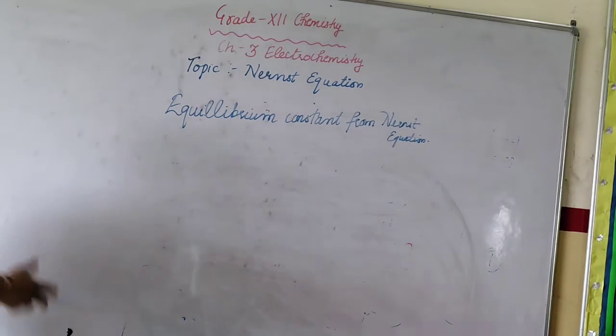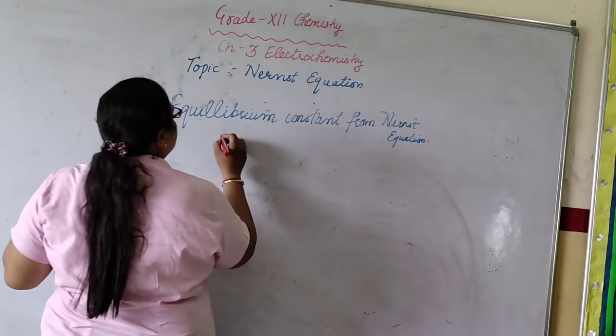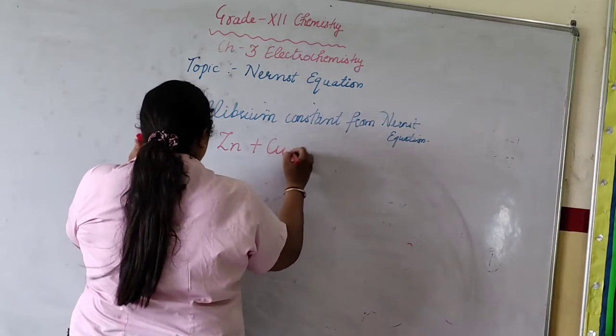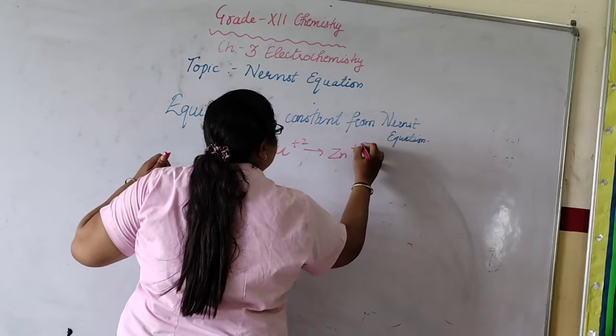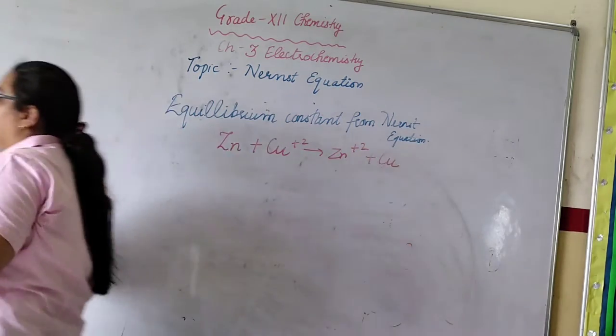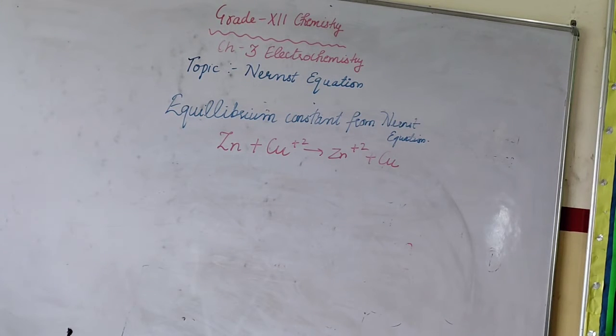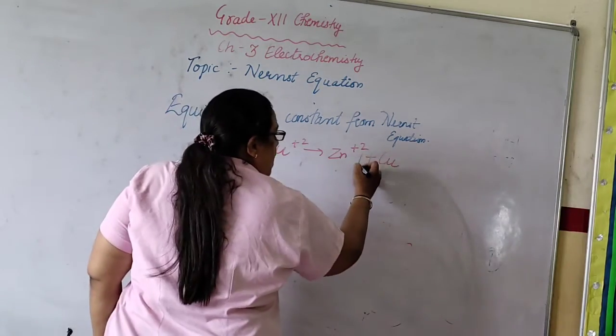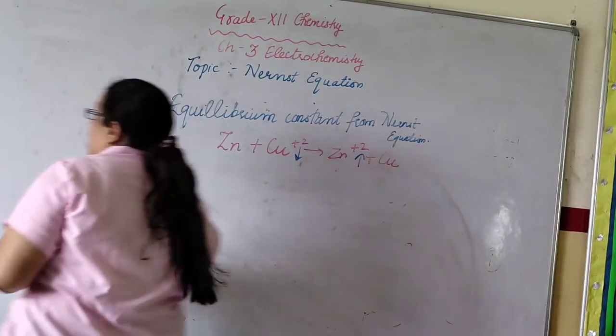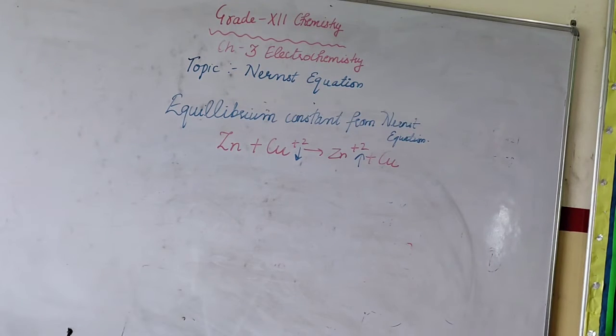Again, I am taking the example of the Daniell cell because in your NCERT this example is given. In the Daniell cell, what's going on? This is the cell reaction. Zinc is undergoing oxidation and copper is undergoing reduction. So dear students, with the passage of time, the concentration of Zn+2 increases and the concentration of copper+2 decreases. So the voltmeter also gives a voltage whose reading decreases with the passage of time.